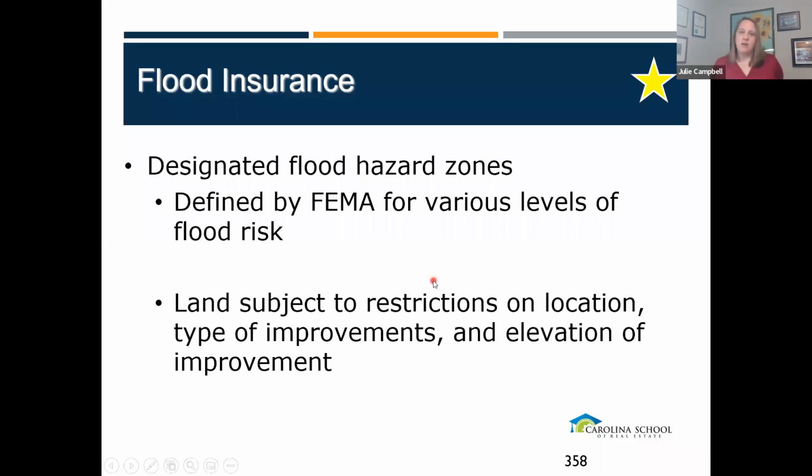So again, FEMA designates flood hazards. How much they charge depends on how much of a hazard it is. The type of improvement, FEMA wants to know, is this residential? Is this commercial? Is this industrial?